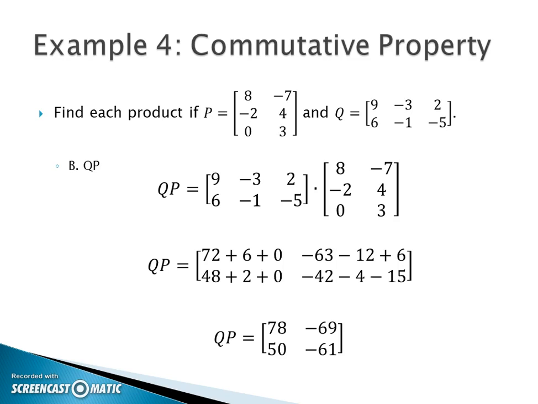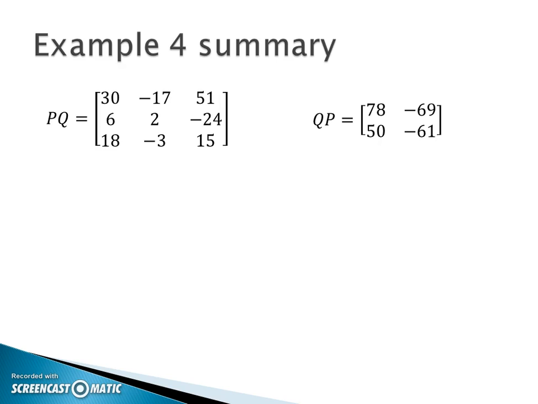Let me simplify. So in example 4, notice that PQ is not equal to QP because the dimensions aren't the same, and the corresponding elements aren't the same. This demonstrates that the commutative property of multiplication does not hold for matrix multiplication. The order in which you multiply matrices is very important.